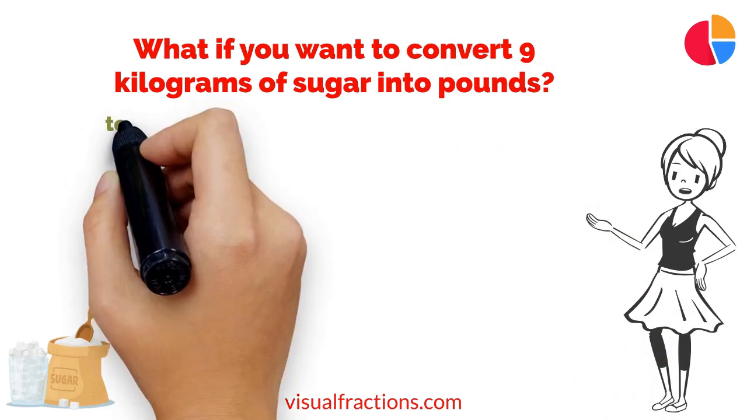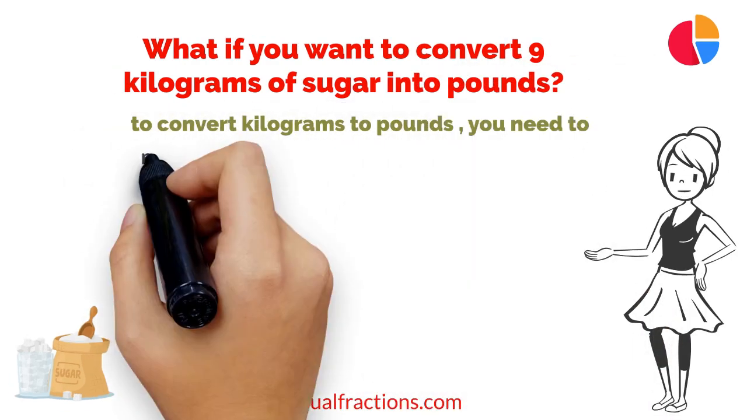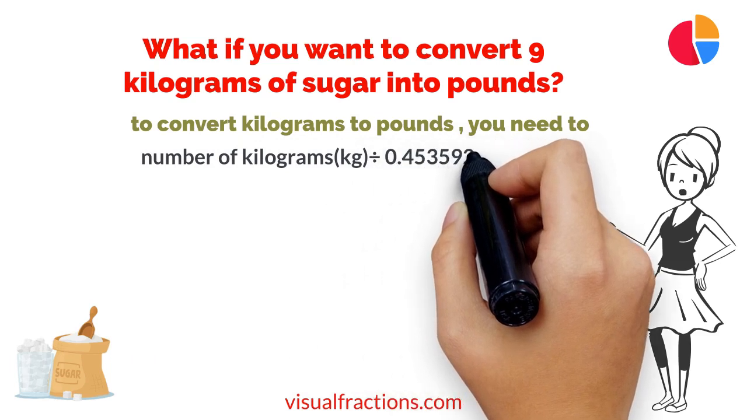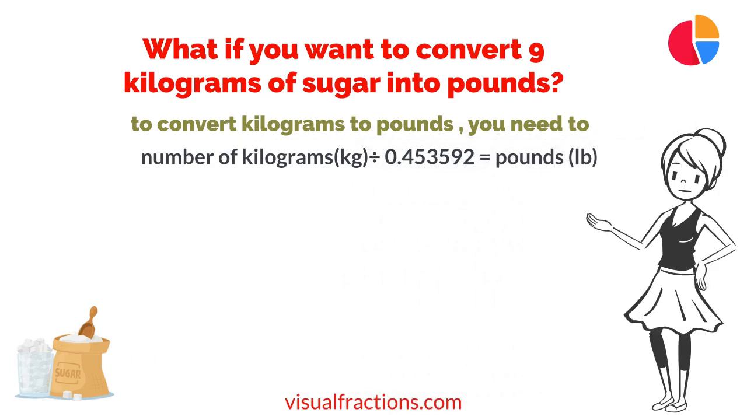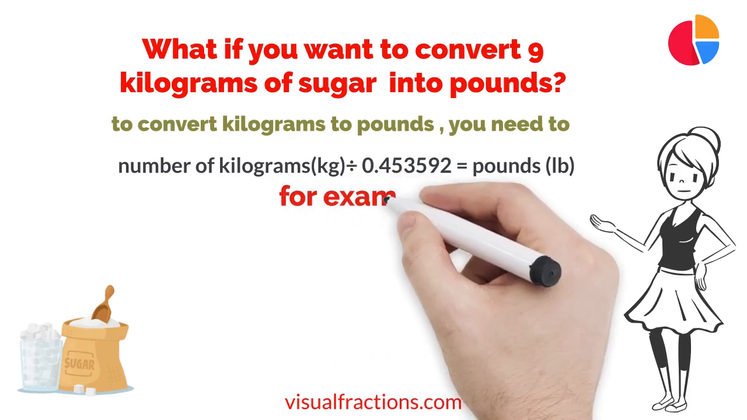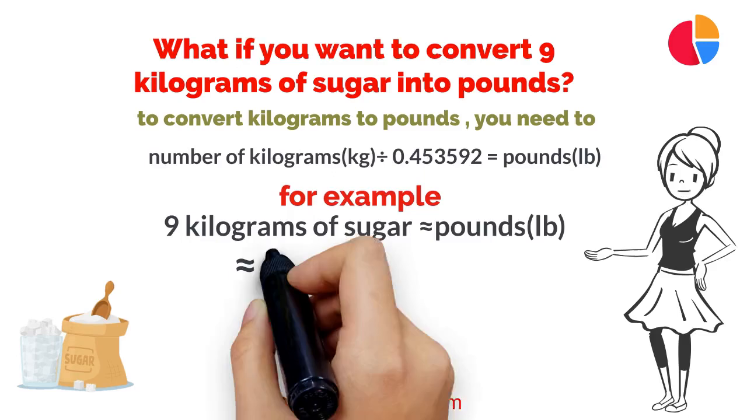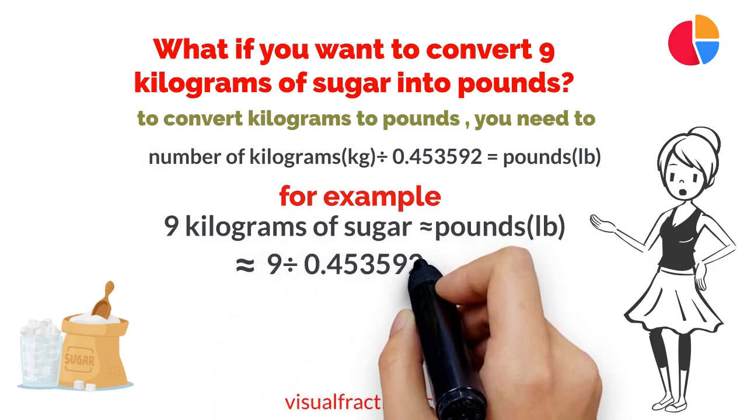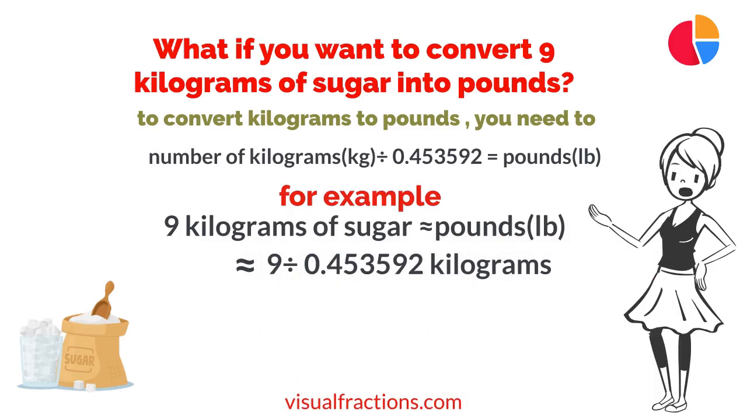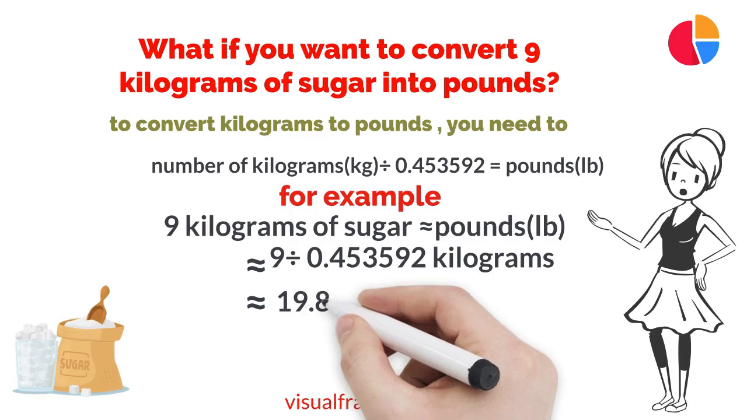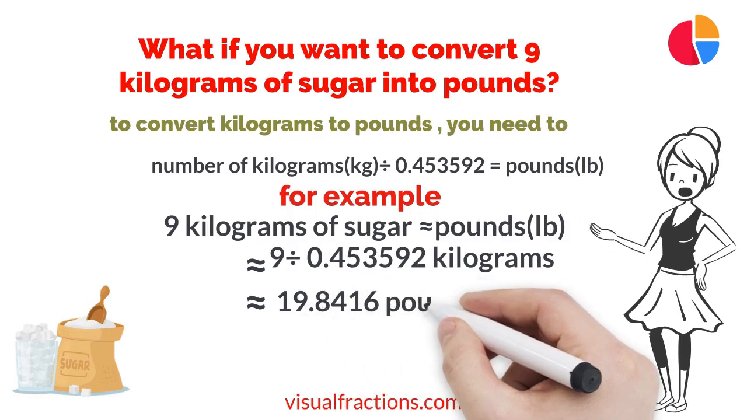But what if you want to convert 9 kilograms of sugar into pounds? No problem. To convert kilograms to pounds, divide the number of kilograms by the conversion factor of 0.453592. Let's walk through an example of how to convert 9 kilograms of sugar to pounds. We start by dividing 9 by 0.453592. This gives us approximately 19.8416 pounds.